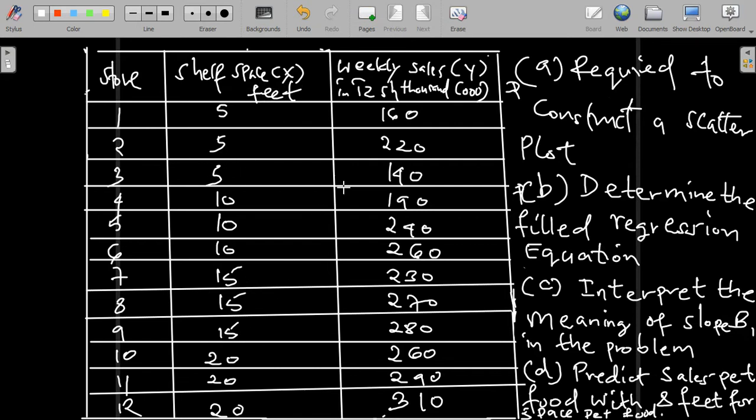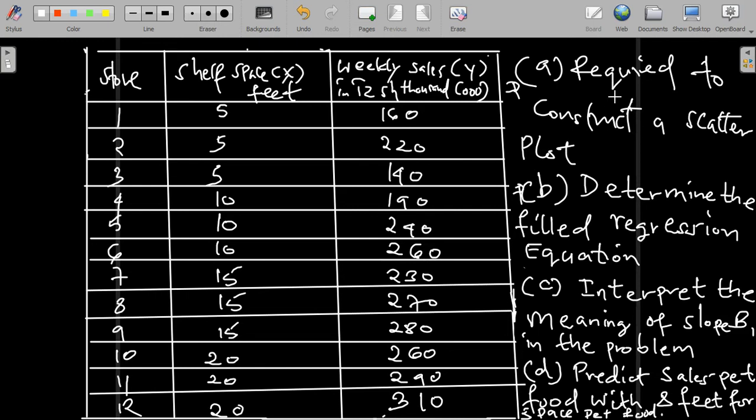So here we have 160, 220, 140, 190, 240, 260, 230, 270, 280, 260, 290, and 330, as you can observe. So starting from 160 up to 310 represents the weekly sales in Tanzania shillings, that is represented by Y.